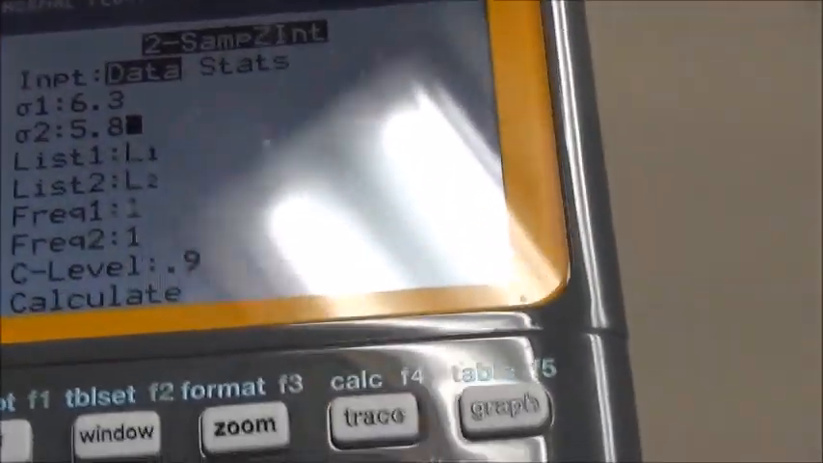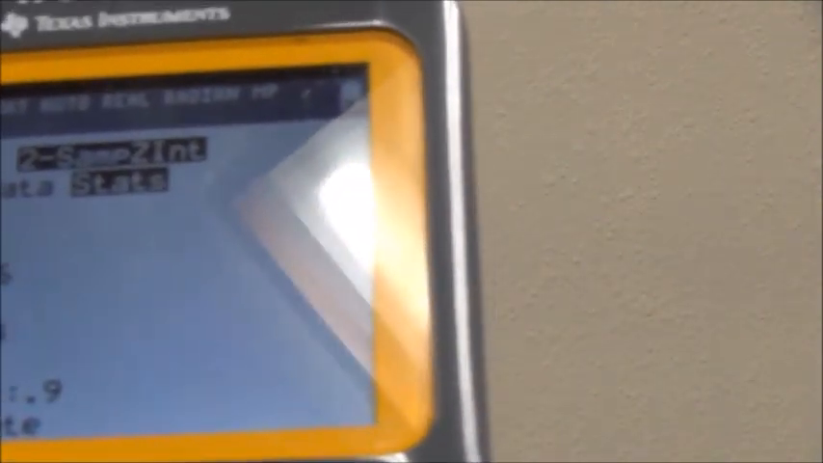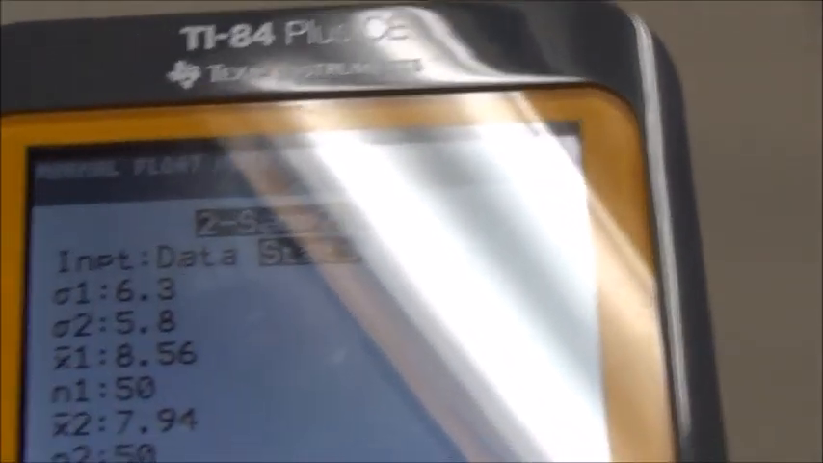Whoops, I got a cursor to stat and I didn't do that. Let me go back up to the top. I don't want to do data, I want to do stats. So I got to go over to stats and enter on stats. There we go. So again, back to that.